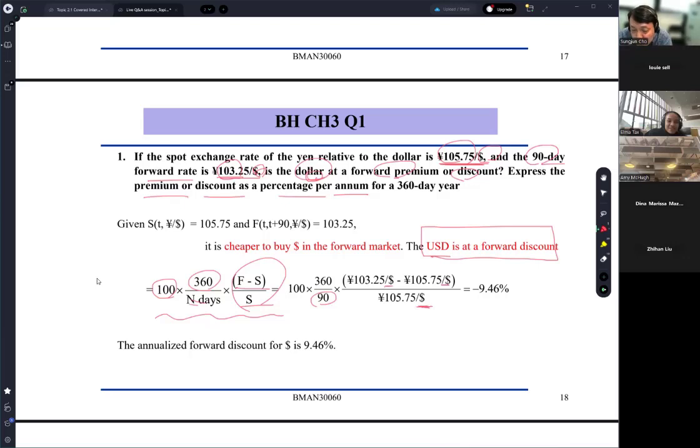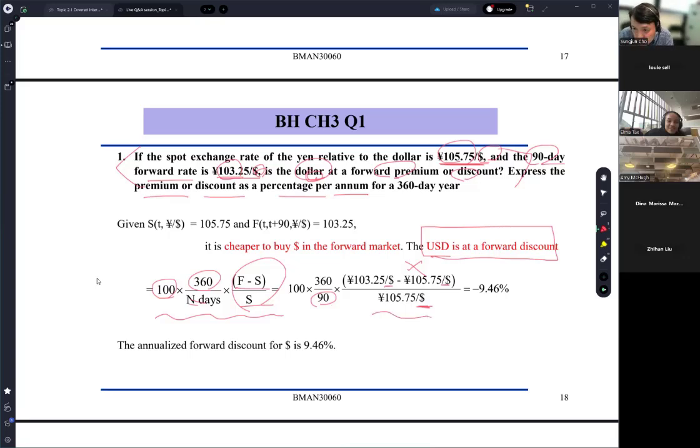Let's say I ask you to compute the premium or discount for yen. Then you cannot use this formula. You have to put yen in the denominator, right? You have to use reciprocal everywhere. So that's the important part. When I ask you to compute the premium of dollar, you have to use the exchange rate where the denominator should be dollar. When I ask you to compute discount and premium for yen, yen should be in the denominator.